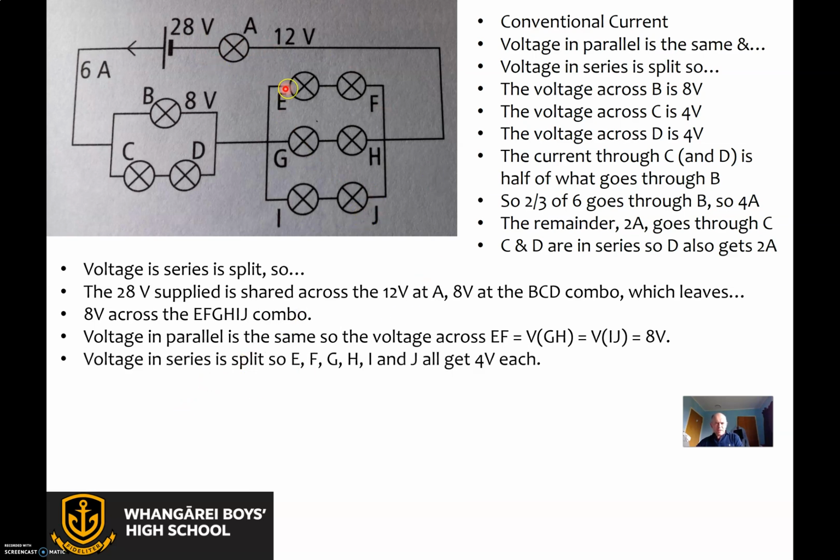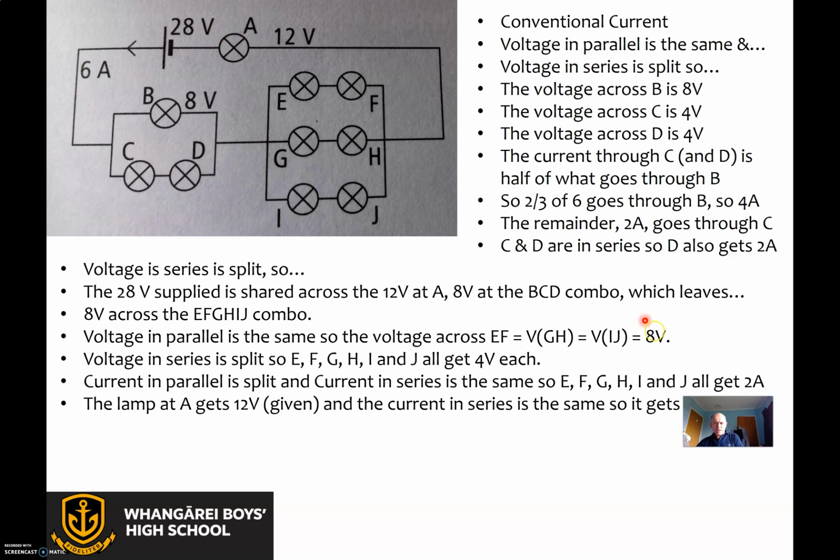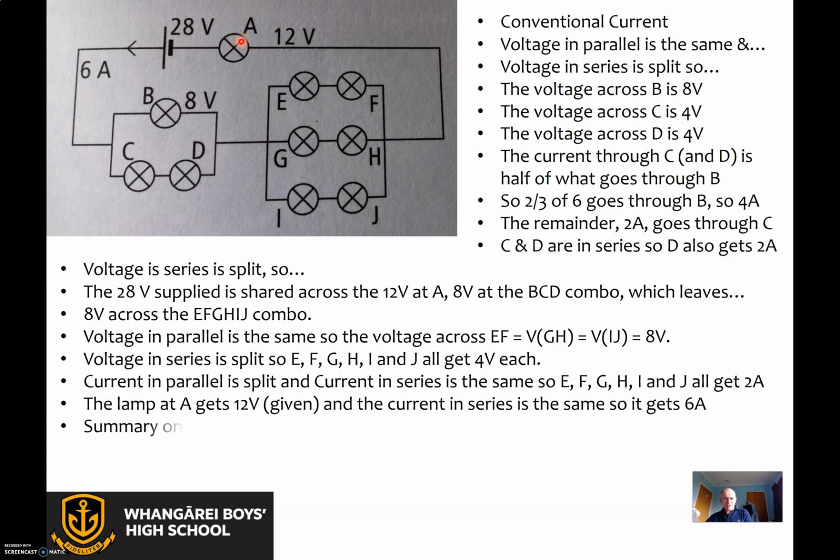Voltage in series is split. So if there's 8 volts across this lot, there's 4 volts there and 4 volts there. And 4 volts for each of these ones here. Current in parallel is split. So if 6 amps comes in here, and these are all identical, 2 will go through here, 2 will go through here, 2 will go through here. So they all get 2 amps. The lamp at A gets 12 volts. And the current in series is the same, so it gets all 6 amps.